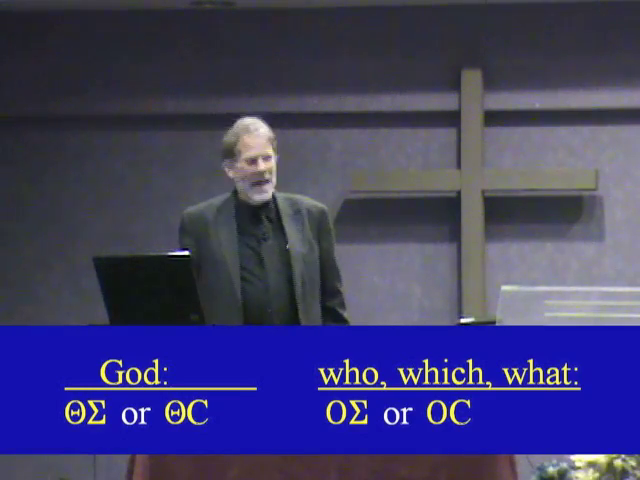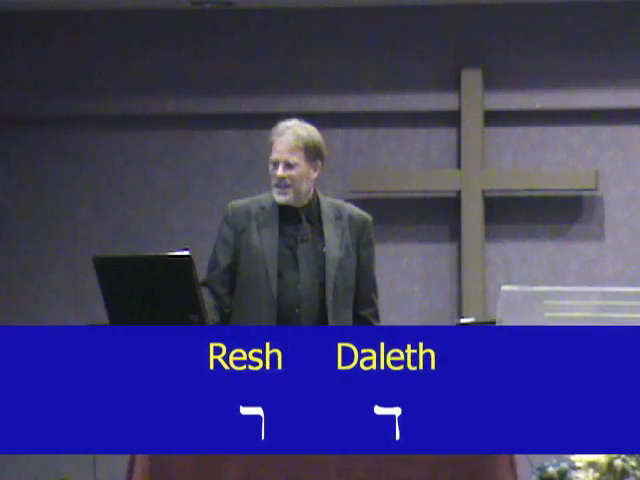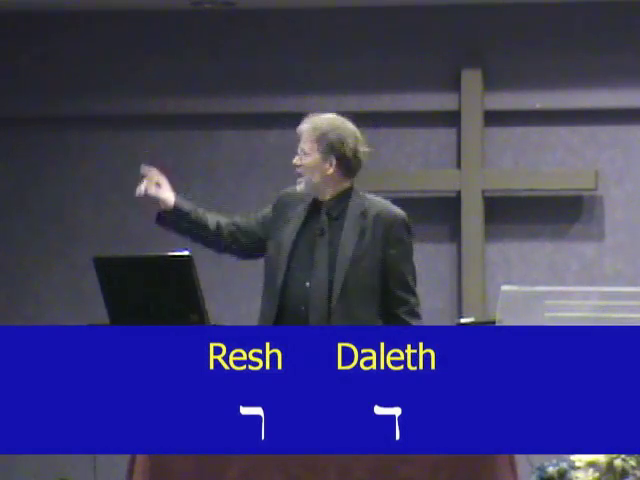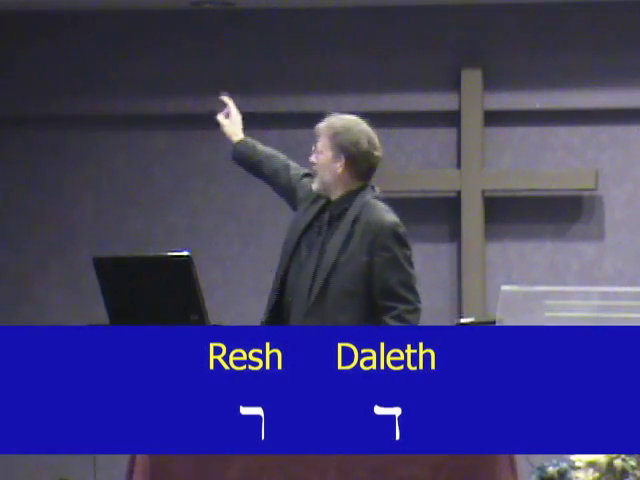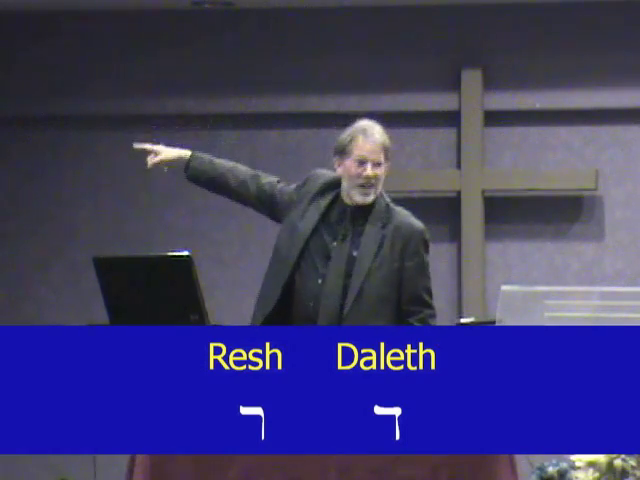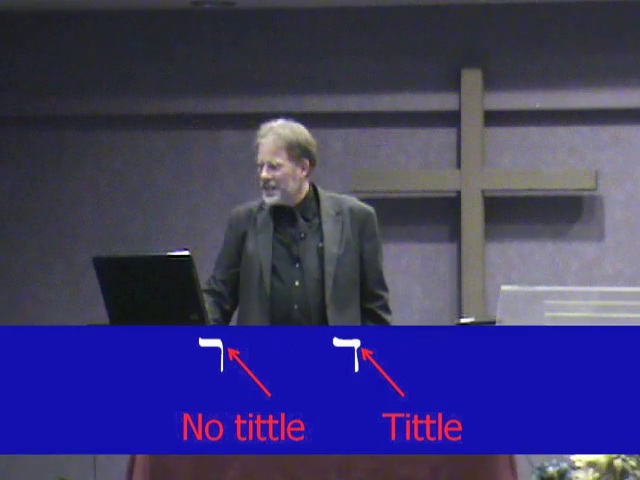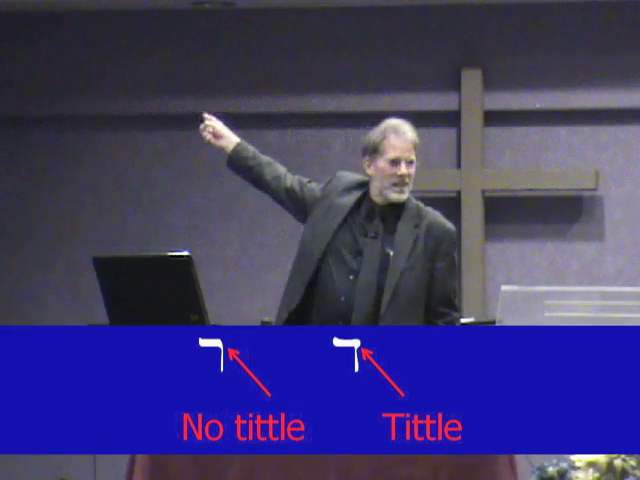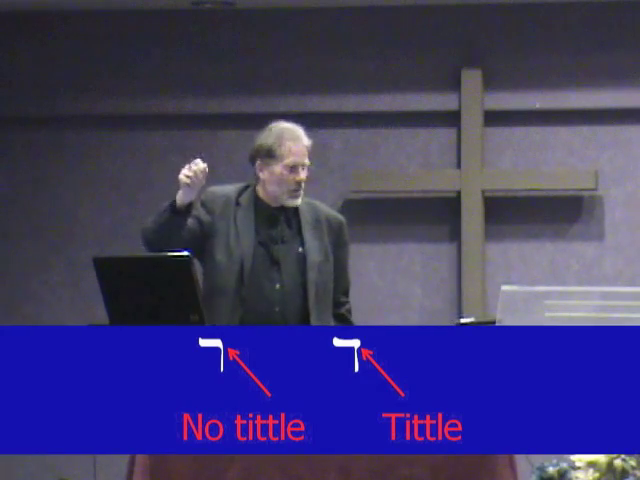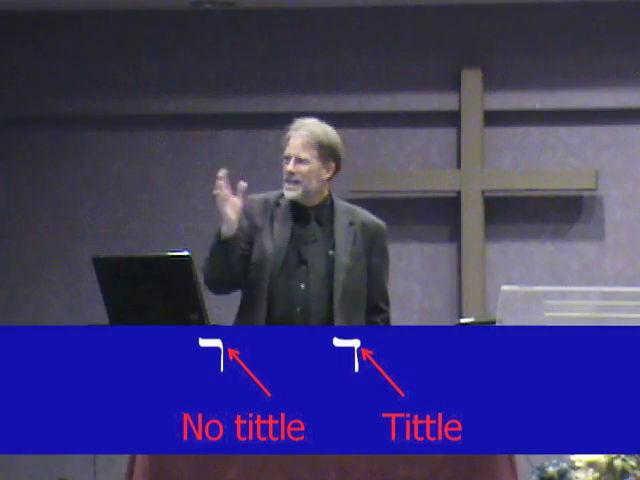There's a name for that line when it happens in Hebrew. You know what it's called? A tittle. Look at those two letters in Hebrew. That's a resh, and that's a dalet. That's an R and a D. You see that little itty-bitty little thing on the edge? That's a tittle. The smallest brush stroke that changes one letter into another letter.